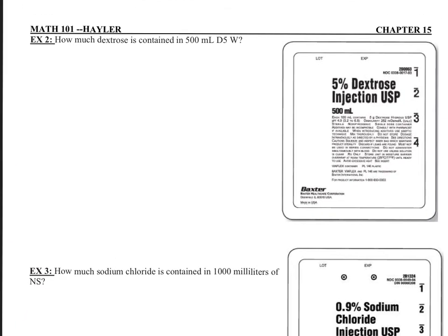So let's look at some other examples. For example 2, how much dextrose is contained in 500 milliliters D5W, which we already knew before was 5% dextrose in water. Okay, so we're trying to figure out how much dextrose, so that's going to be our x value. So let x equal number of dextrose. Now let's take a look at our label right here.